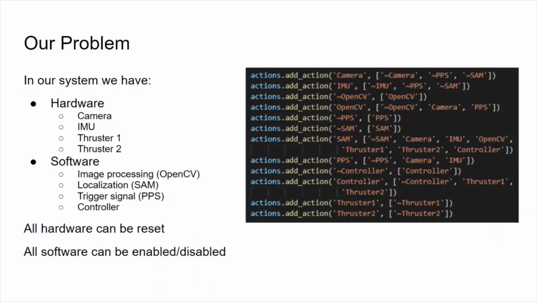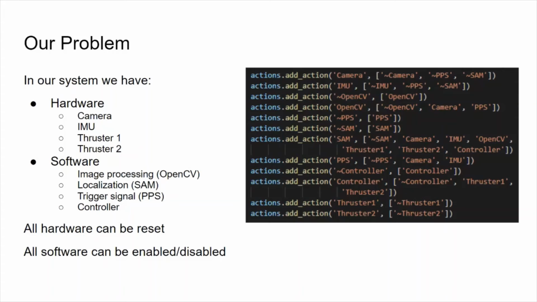So in our case, we have a problem that Devon briefly talked about. We're using a hovering autonomous underwater vehicle that is equipped with some hardware and software systems that all work together to ensure the autonomous operation of that vehicle. So we have the camera, an inertial measurement unit, some thrusters, and then some image processing localization software, a trigger signal that's sent to those different software and hardware components, and then also a controller to enable this vehicle to move by itself. And from these, these are our states, essentially, and each of those is either functioning or not functioning, and that makes up the entire possible set of states.